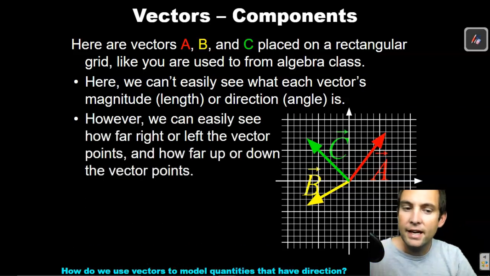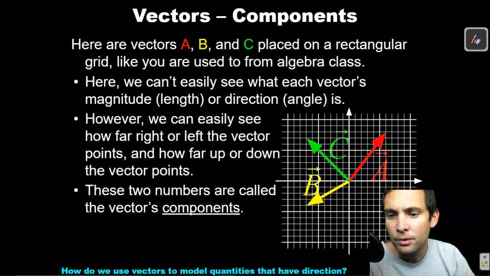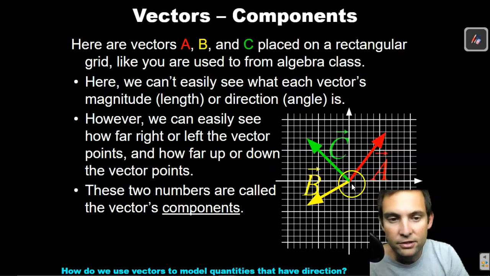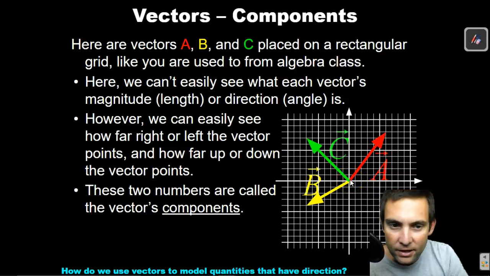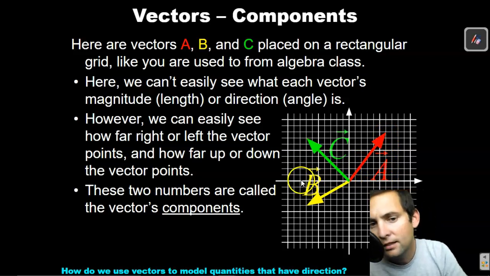However, we can easily see how far right or left the vector points and how far up or down the vector points. These two numbers are called the vector's components. Components just means pieces. So all of these vectors are made up of these components. Vector A, for example, moves to the right, and then it moves up. Vector C moves to the left, and then it moves up. Vector B, left and then down.